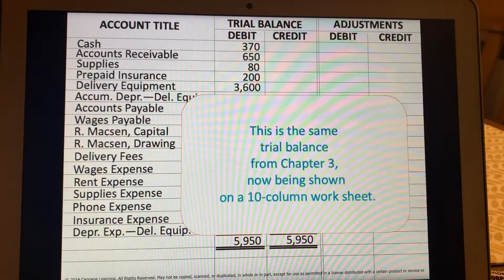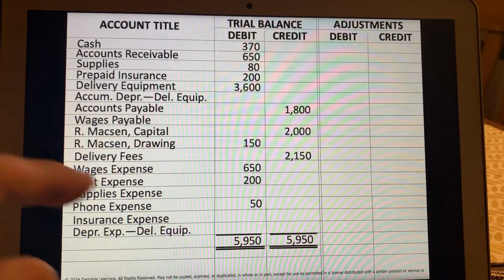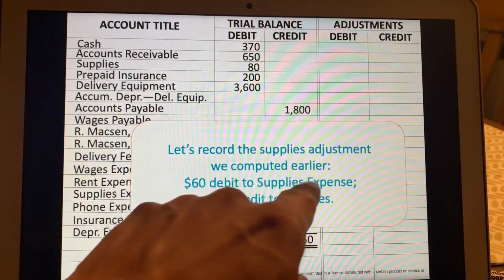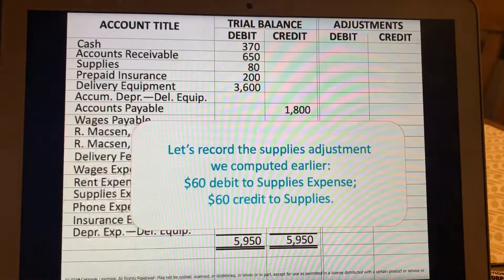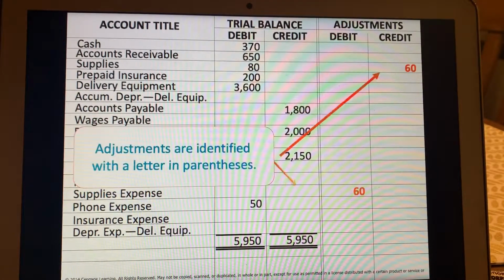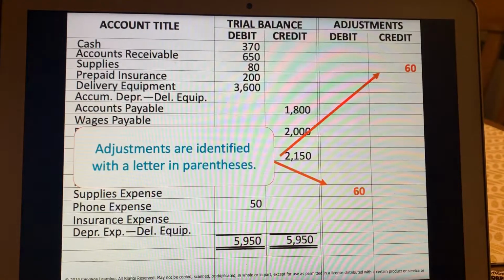So we did some adjustments. So earlier, right here says record the adjustments we computed earlier. A $60 debit to supplies expense, a $60 credit to supplies. So this is what it looks like. So our supplies is credited because it came down. All right, and we're also going to put in under supplies expense for $60. So there's that double entry accounting going on again.